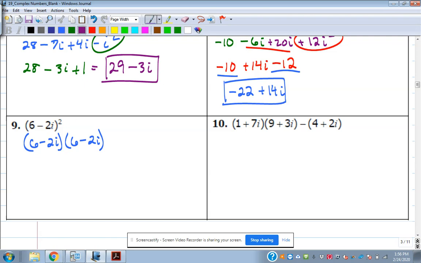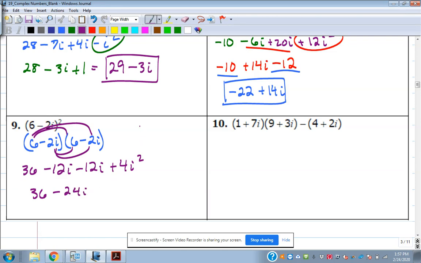So we're going to write it out twice and multiply. 6 times 6 is 36 minus 12i minus another 12i plus 4i squared. It does have the 36 and it does have the 4i squared, but if you skip this multiplying it out, you're going to miss that middle term. And that middle term does not cancel out. It becomes 36 minus 24i. And then what does minus 4? The i goes away. You do that i squared. So 36 minus 4 minus 24i.